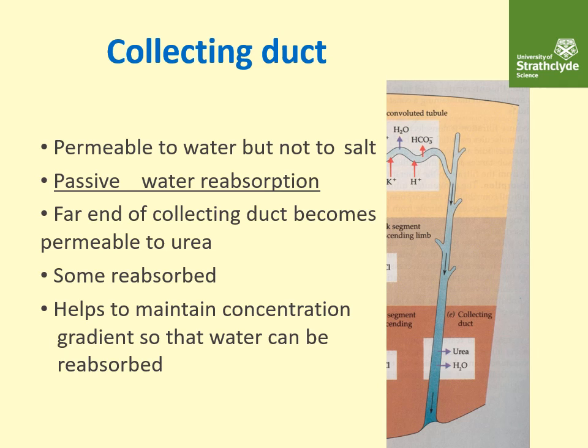Let's look at the collecting duct. It's permeable to water, but not to salt. We get some passive reabsorption of water, and the far end of the collecting duct becomes permeable to urea, where some of it is reabsorbed. That's the urea I'm referring to. It helps to maintain a concentration gradient so that water can be reabsorbed. So really this is the main part by which water is reabsorbed, and therefore having an osmotic gradient going from 60 to 1,200 gives you a great opportunity to tighten the amount of water that is being reabsorbed.